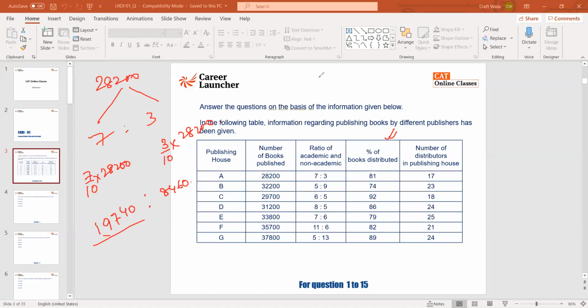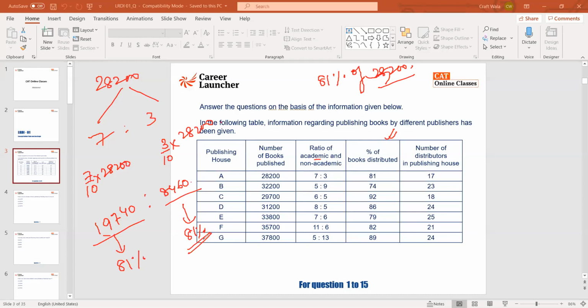So if the question is asking how many books are distributed, it should be 81 percent of 28,200. If it is asked how many percentage of academic books are distributed, I'll assume the distribution is the same. That means I'll assume 81%, because these are the academic books. 81% of these gets distributed and 81% of these gets distributed. If it is asked what is the percentage of academic and non-academic books being distributed.